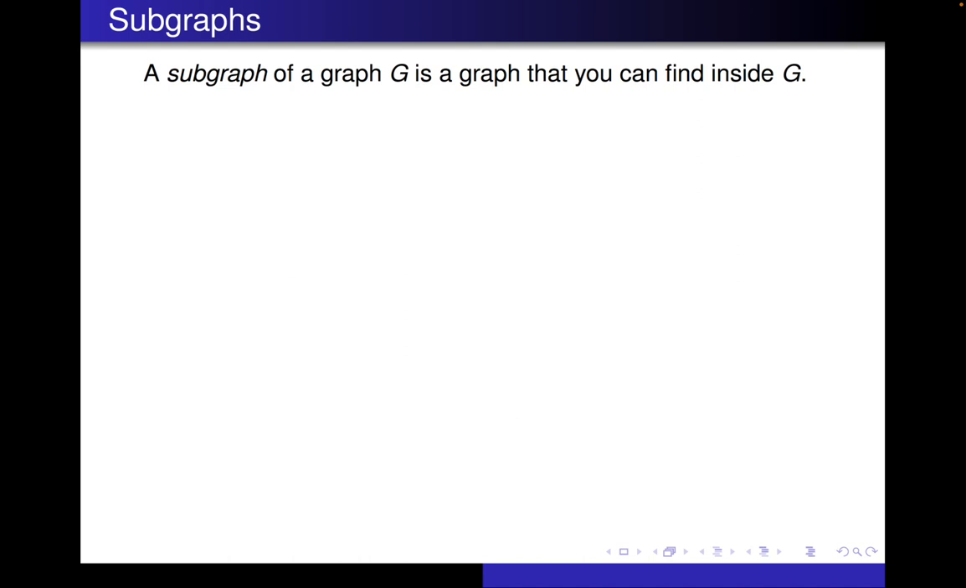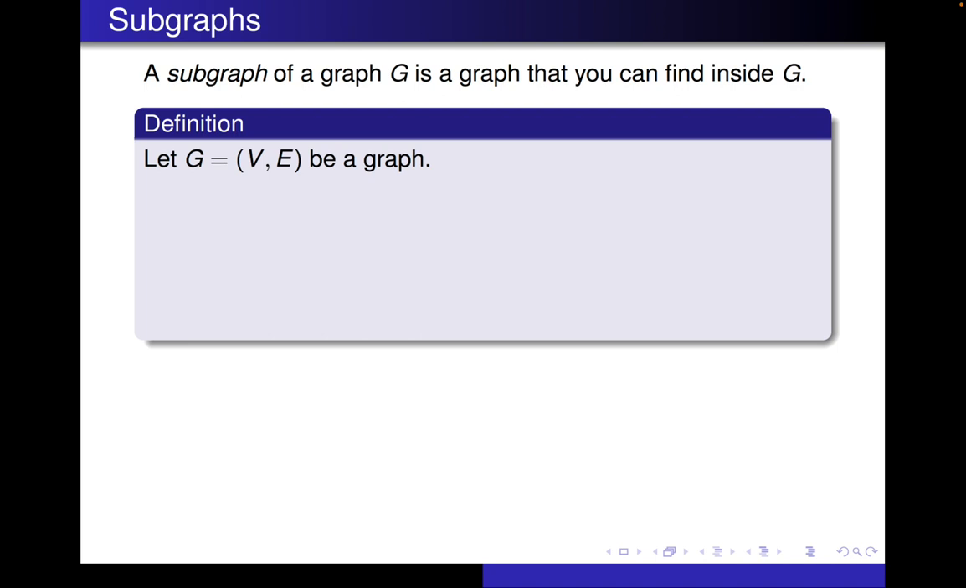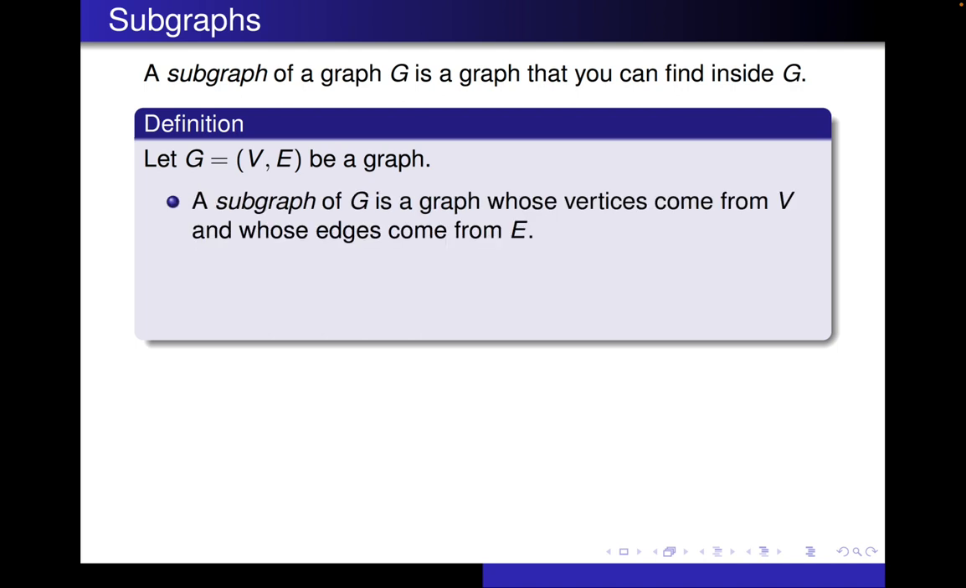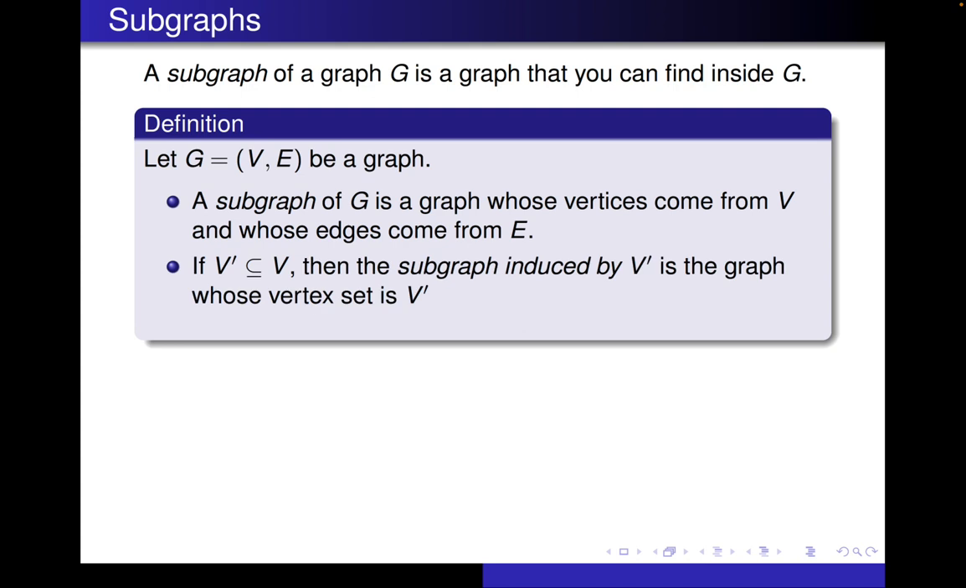A subgraph of a graph G is a graph that you can sort of find inside of G. To be more precise about it, if G is a graph, a subgraph of G is a graph whose vertices come from V and whose edges come from E. And if V prime is contained in V, then this is a special subgraph. The subgraph induced by V prime is the graph whose vertex set is V prime and whose edge set is all the edges between vertices in V prime that are possible. Note that in just a regular old subgraph, you may have a bunch of vertices, and you don't have to include all the edges from the original graph unless you want to.